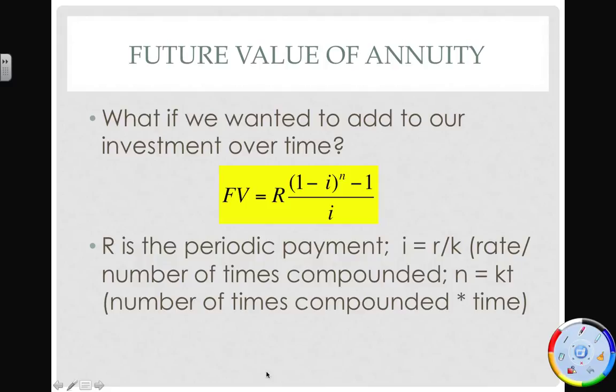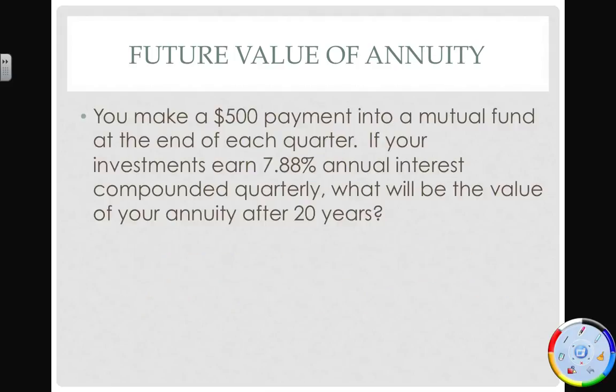All right, so long story short here, R is the periodic payment. I is my rate divided by the number of times compounded. So K is like before, the number of times being compounded. And N is also K times T, so it's the same thing as before. K is the number of times compounded, and T is my time in years. So you notice we use I in two different spots here. So we're going to need I. All right, so you're going to need this stuff coming up in this example.